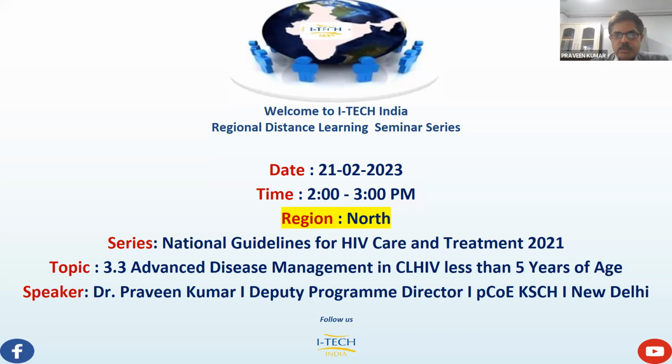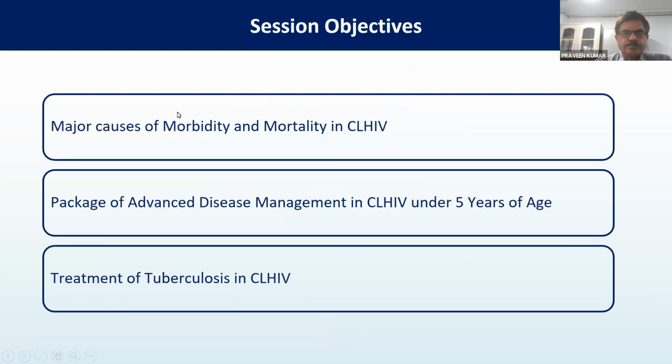So just to give you the background, why we are talking about this, because there are certain common major causes of morbidity and mortality, which we will try to discuss today. And also, what is this package of advanced disease management, basically aiming to take care of the major causes of morbidity and mortality in CLHIV. And one particular focus will be on treatment of tuberculosis in CLHIV.